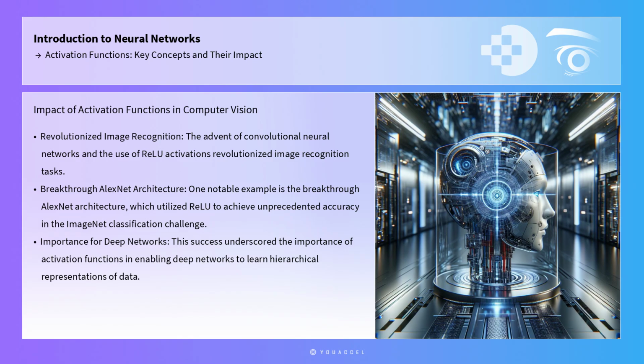A case study highlighting the impact of activation functions can be seen in the field of computer vision. The advent of convolutional neural networks and the use of ReLU activations revolutionized image recognition tasks. One notable example is the breakthrough AlexNet architecture, which utilized ReLU to achieve unprecedented accuracy in the ImageNet classification challenge. This success underscored the importance of activation functions in enabling deep networks to learn hierarchical representations of data, paving the way for advancements in fields such as autonomous driving, medical imaging, and facial recognition.